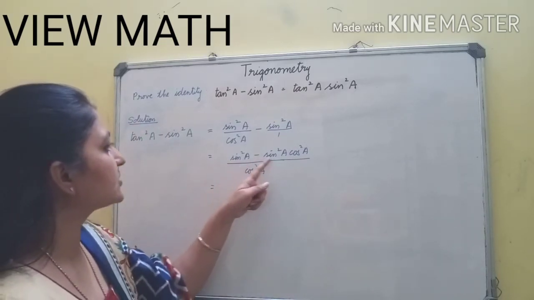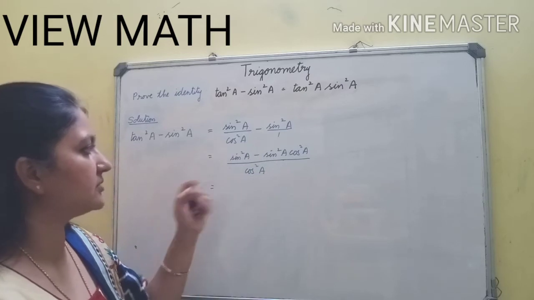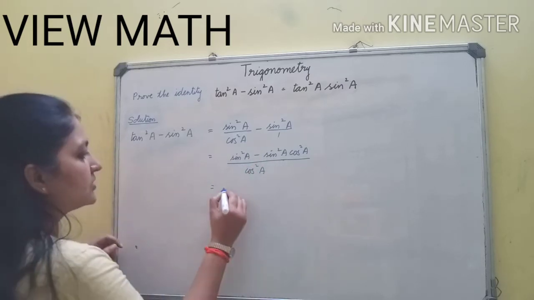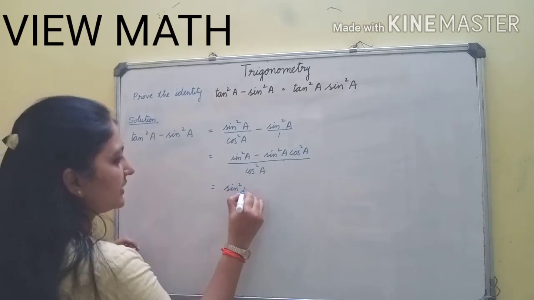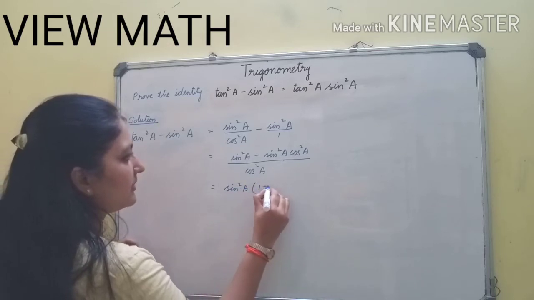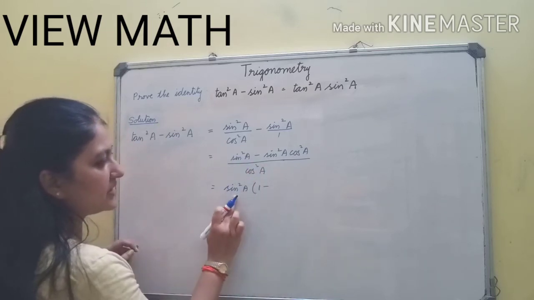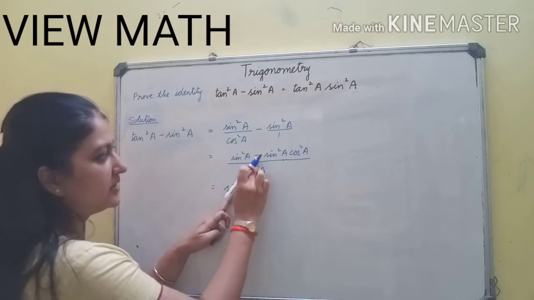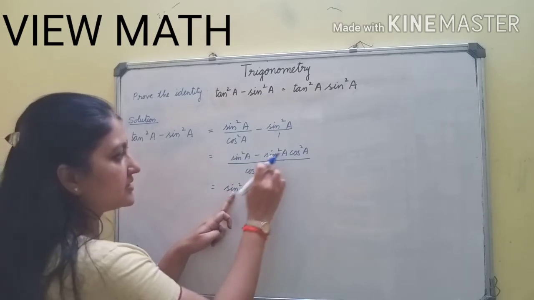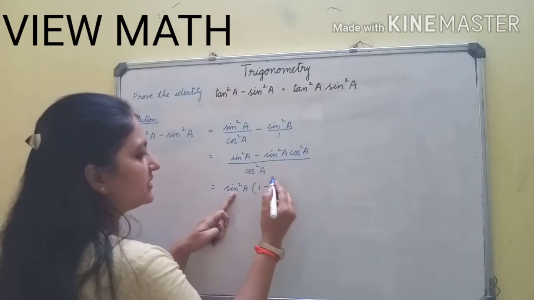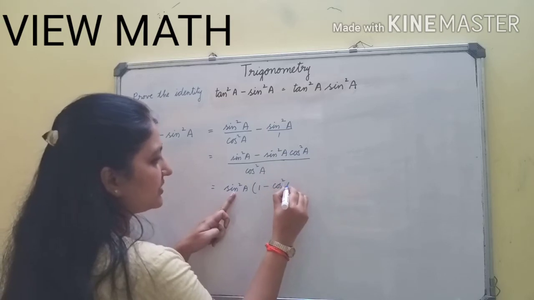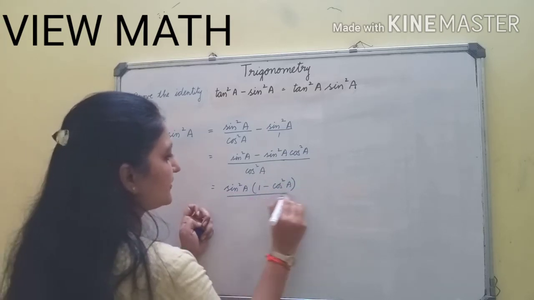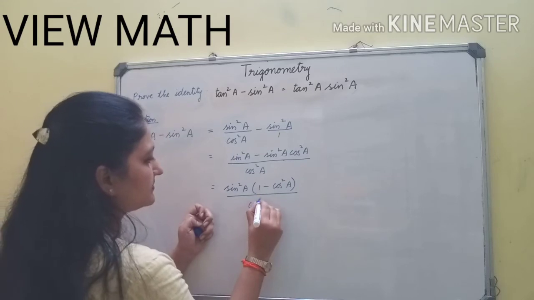Now you can see sin square A is common in both the terms. Let me take it outside. Sin square A into 1 minus. So I have taken sin square A outside, so here I will be getting 1. Negative sign I have put as it is. Here sin square A I have taken outside, so I will be left over with cos square A. So I am writing it here, closing the bracket, divided by cos square A.